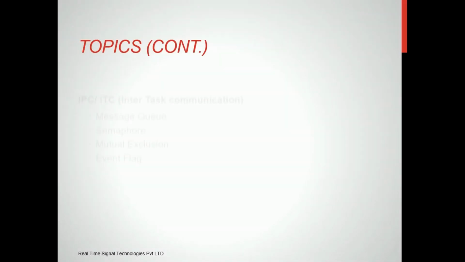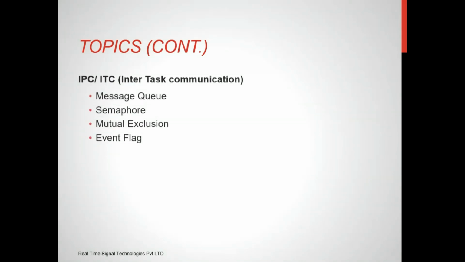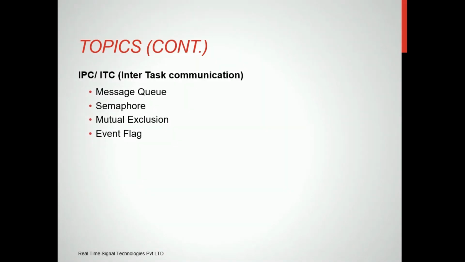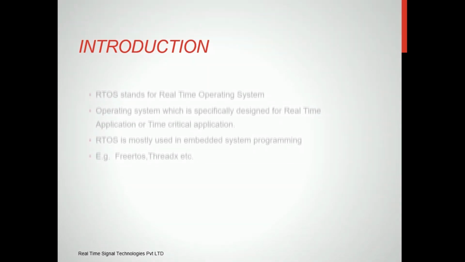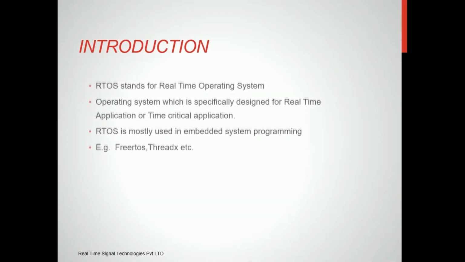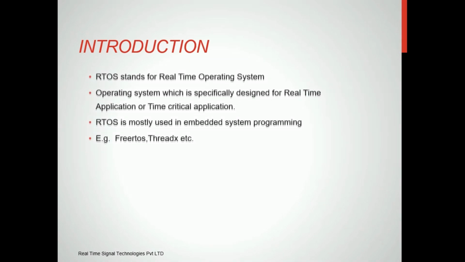IPC, ITC, inter-task communication, message queue, semaphore, mutual exclusion, event flag. A real-time system is a time-bound system which has well-defined timing constraints, meaning RTOS is used for time-critical applications, mostly used in embedded systems. Let's understand real-time systems with a real-world example.